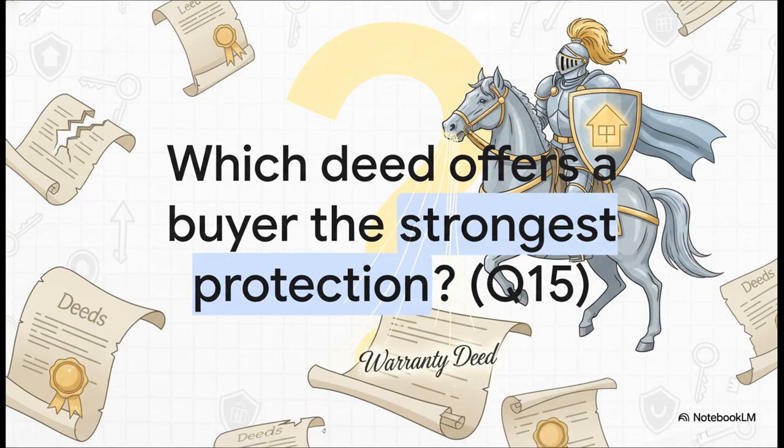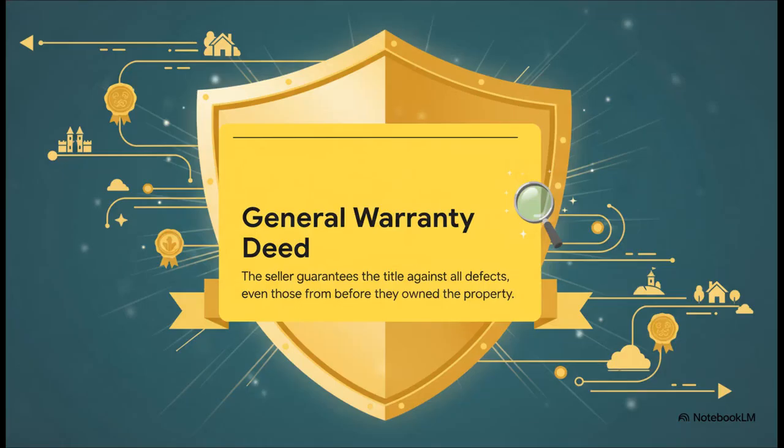When you buy a property, you get a deed, but they're not all the same. So which one is the absolute king, the one that offers the strongest protection for a buyer? The answer is the general warranty deed. This is the gold standard, no question.